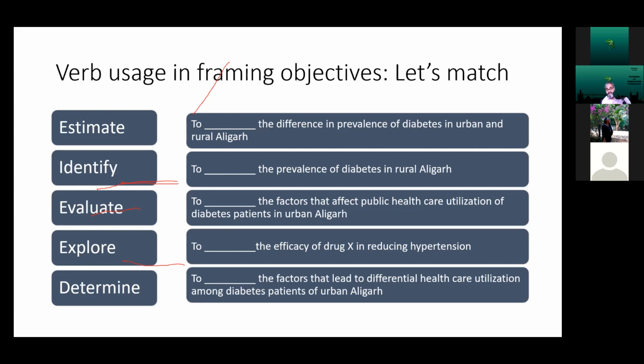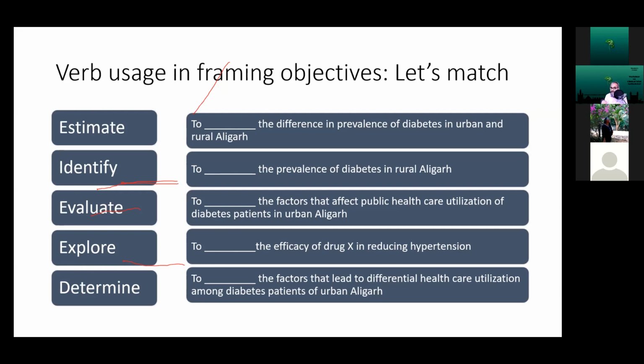to dash the factors that affect public healthcare utilization in diabetes patients in urban Aligarh. And the 5th one is very similar to the 3rd: to dash the factors that lead to differential healthcare utilization among diabetic patients of urban Aligarh. Now, you must understand that in logical sequence, the 3rd comes before the 5th.